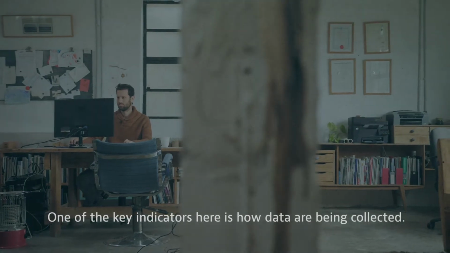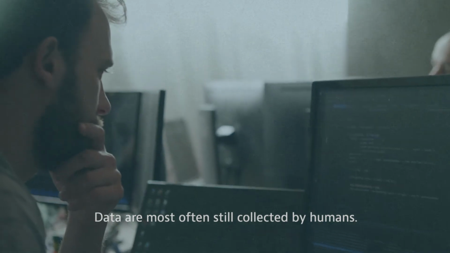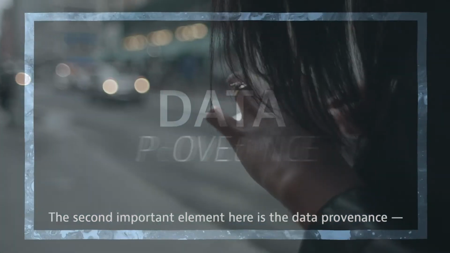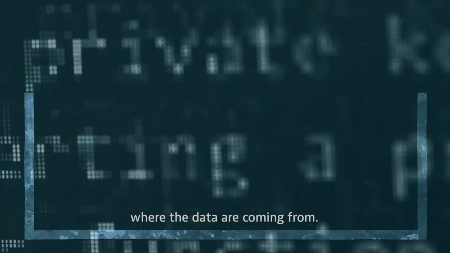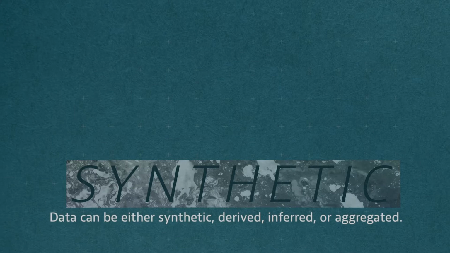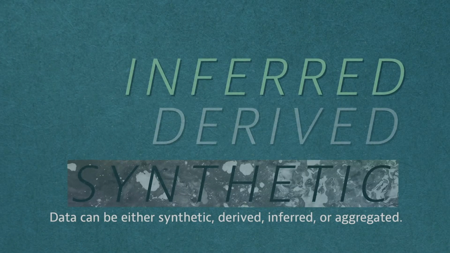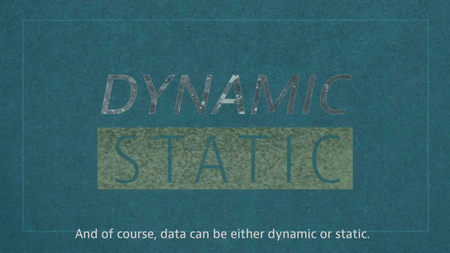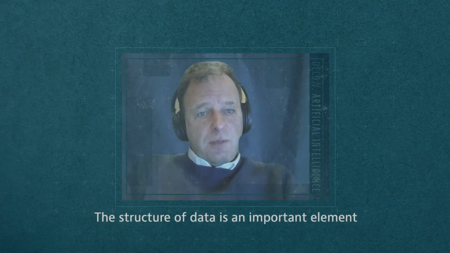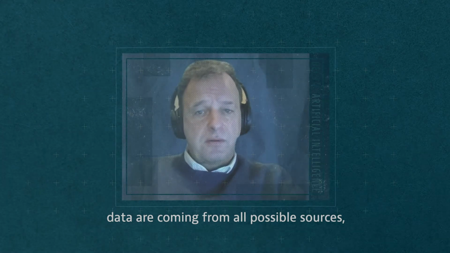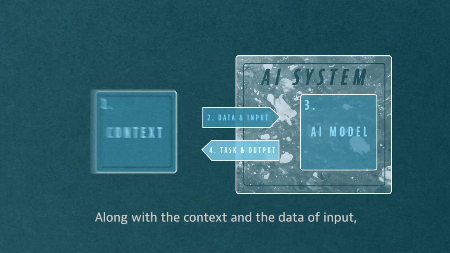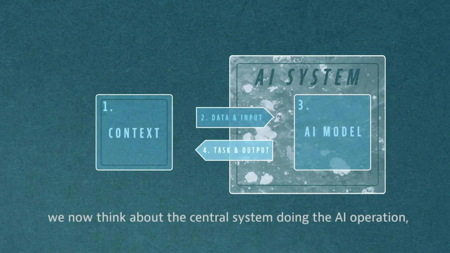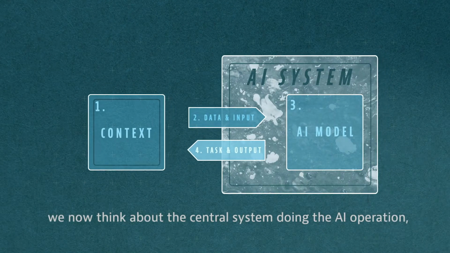One of the key indicators here is how data is being collected. Data is most often still collected by humans. The second important element here is the data provenance, where the data is coming from. The data can be either synthetic, derived, inferred, or aggregated. And of course, data can be either dynamic or static. Structure of data. This is an important element because data is coming from all possible sources and there's no time to structure them.